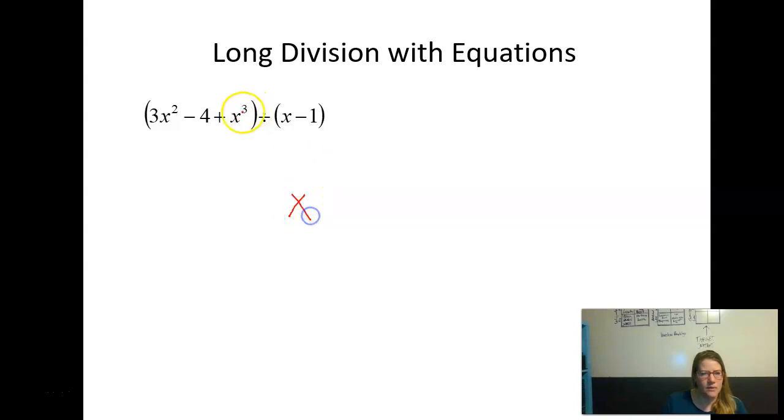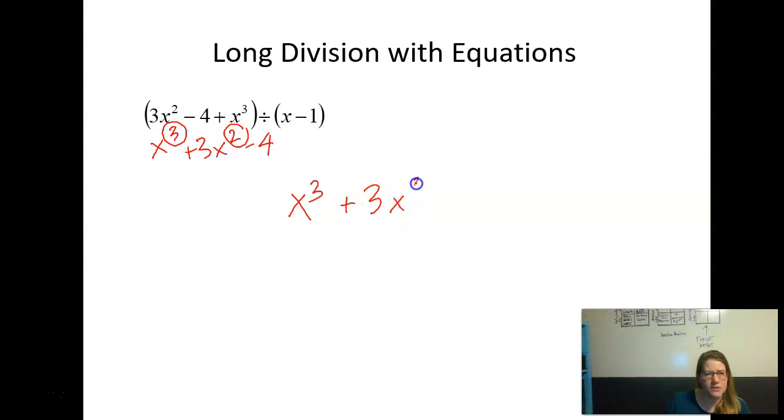So I'm going to rewrite the order. Well, let's do it up here. So x to the third plus 3x squared minus 4 would be in standard form, because remember, in standard form, highest exponents first, second highest, and then to lowest. And notice here that I also have that x term missing again, so I'm going to write this as x to the third plus 3x squared plus 0x minus 4. And then I'm dividing that whole thing by x minus 1.